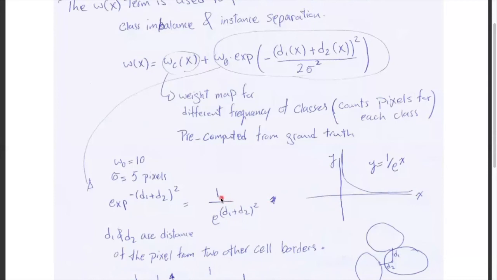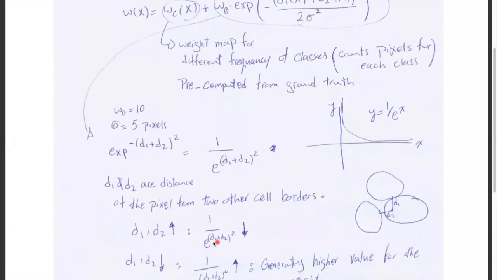So simplifying this, we have 1 over e raised to the (D1 plus D2) squared. I just noticed this is actually a plot of 1 over x, not 1 over e to the x. But anyways, it doesn't matter for our application because x here is only positive, it's a square.